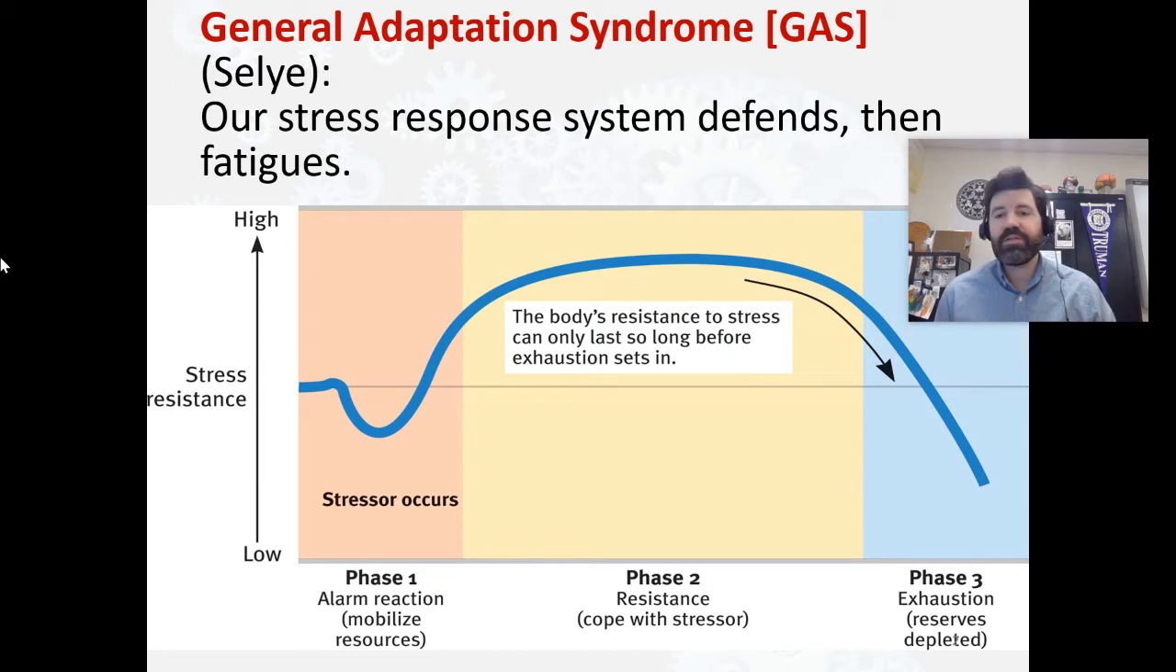And so there are three different phases of GAS. You can see that phase one is what we call the alarm phase. This is when the stressor is introduced to the body. Phase two is the resistance phase. It's when our body is trying to cope with the stressor. And then phase three is the exhaustion stage, when our body starts to break down after the stressor is prolonged.